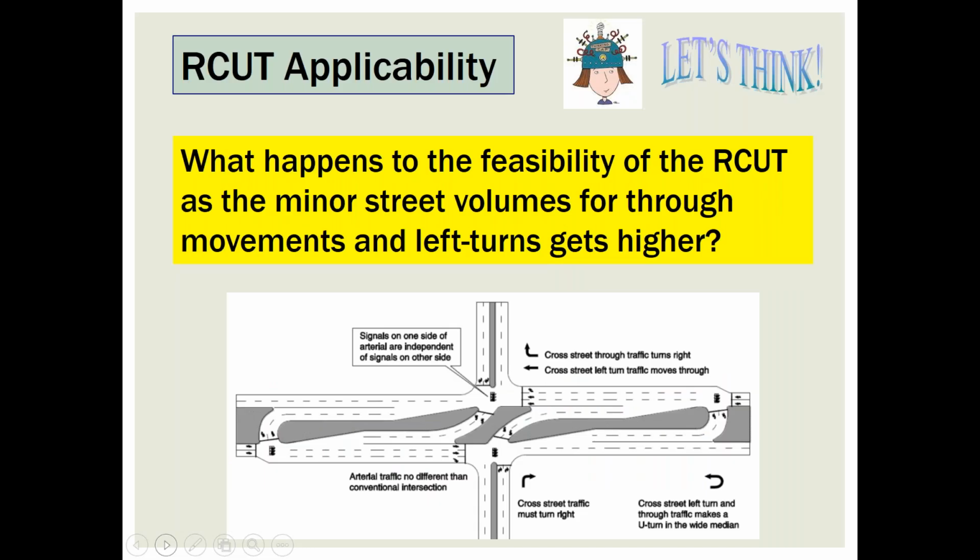So the R-CUT, the signalized version, as volumes get higher, and when we talk about feasibility, it really comes down not so much to traffic volumes on the major street, but the traffic volumes on the minor street. As traffic volumes on the minor street get higher and higher, the advantages or the feasibility of the R-CUT starts to diminish. And if we have higher minor street through volumes in particular, other forms of innovative intersections may start to take over as a better choice.